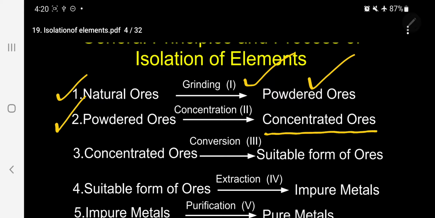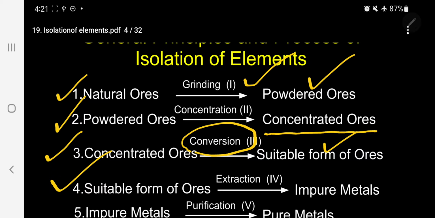Unwanted impurities will be removed. Then the concentrated ore we are getting, at step 3, should be converted into a more suitable form of ore. What is the meaning of a more suitable form of ore? One from which we can easily extract the impure metal. That is called conversion: conversion of concentrated ore into a suitable form of ore. A simple example, we can convert the ore into oxide ore generally, or any sulfide ore like that, from which we can easily extract the impure metal.